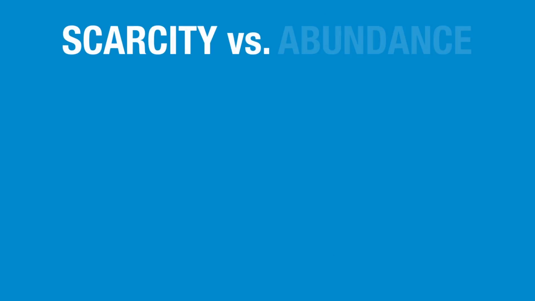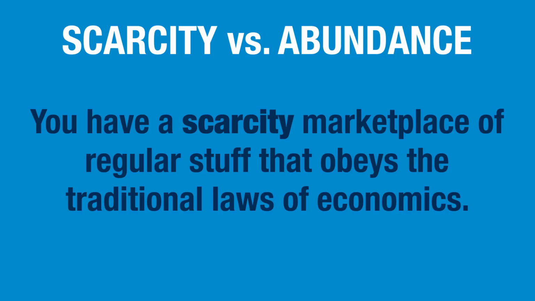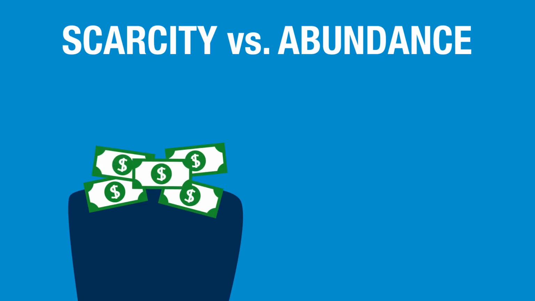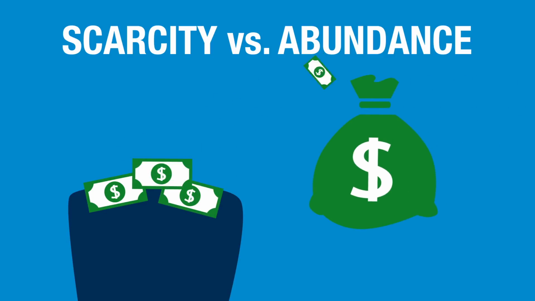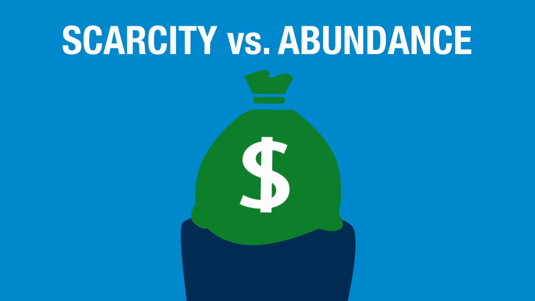In economic terms, we call that scarcity versus abundance. You have a scarcity marketplace of regular stuff that obeys the traditional laws of economics. There's real cost associated with that stuff. Therefore, you need to get those costs paid back quickly, which is why we need tight cross subsidies.